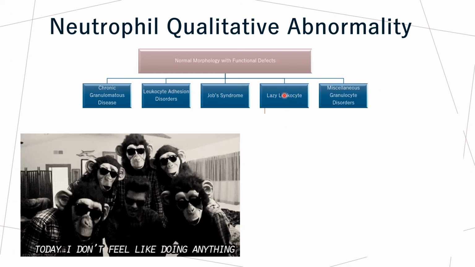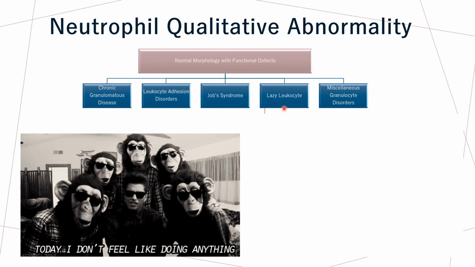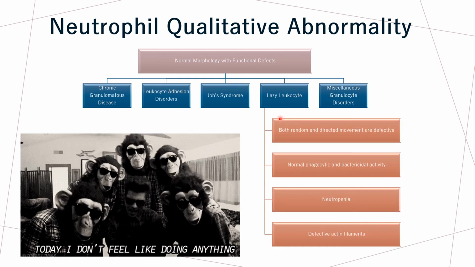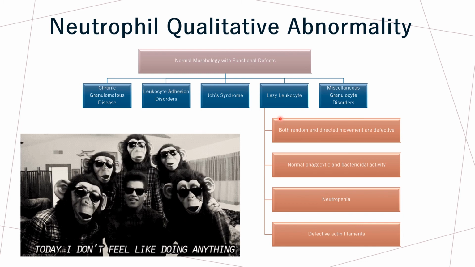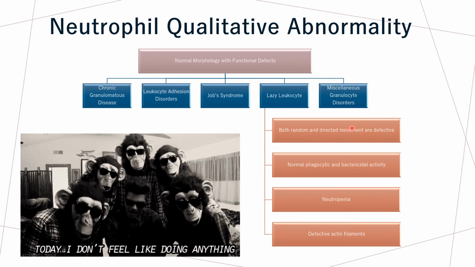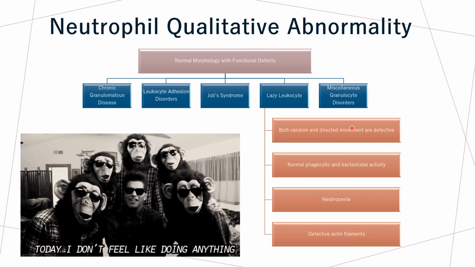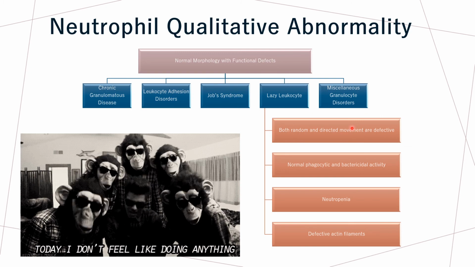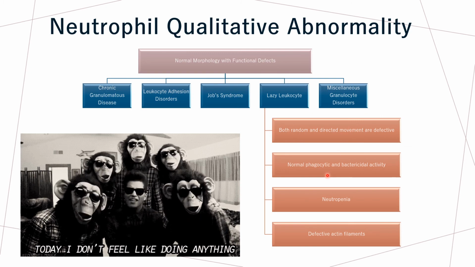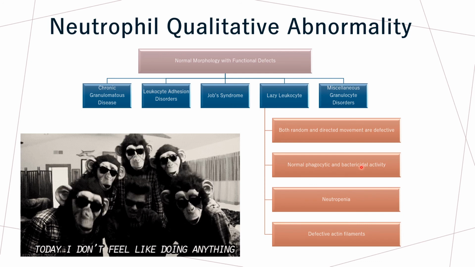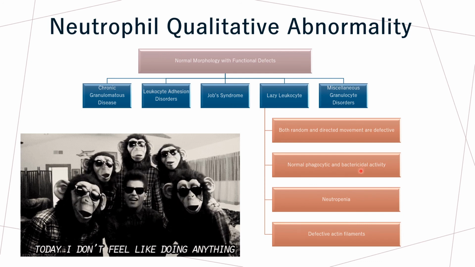The next one is the lazy leukocyte syndrome. This syndrome is a rare condition in which, as the name suggests, both the random and directed movements are defective. There is a defect in neutrophil chemotaxis. They cannot migrate to the site of tissue injury. The cells have normal phagocytic and bactericidal activity, but they fail to respond to the inflammatory stimuli.